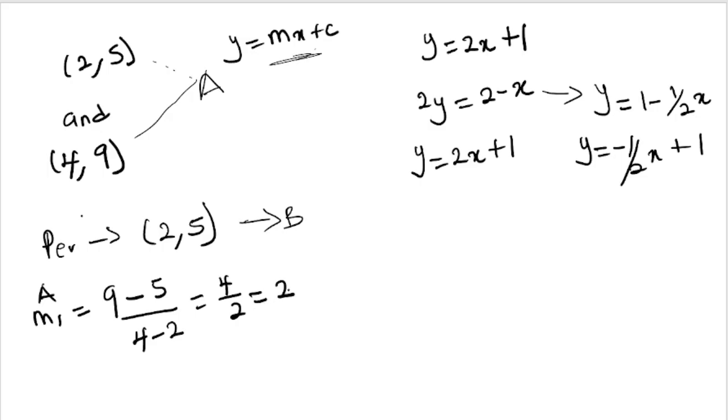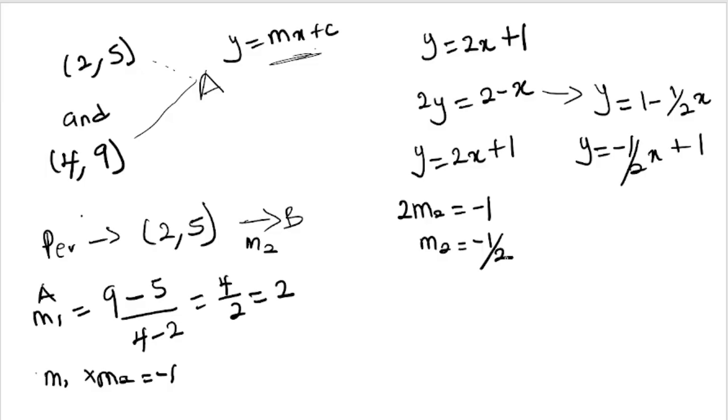We also said that if two lines are perpendicular, their gradients, when you multiply, should give negative 1. If the gradient of B is m2, then multiplying m1 by m2 should give negative 1. We know m1 to be 2, so 2m2 is equal to negative 1. So m2 should be negative 1 over 2. Is that clear?